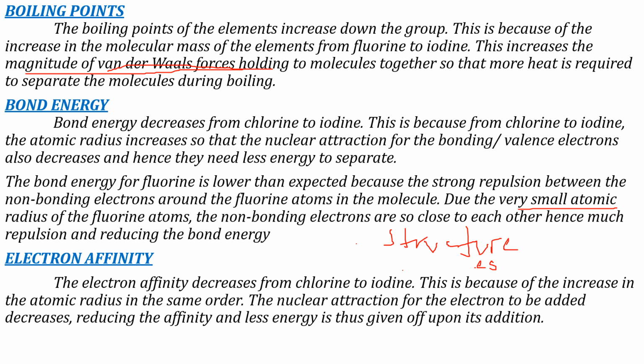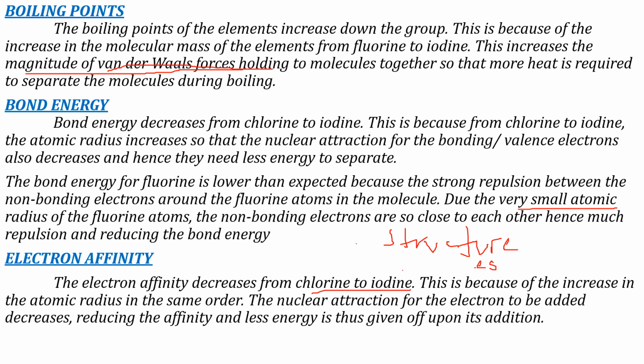So you're saying that electron affinity decreases from chlorine to iodine. And why is that the case? This is because the increase in atomic radius is in the same order. Alright, so what were the factors affecting the addition of an electron? We have said energy is released when an electron is added to the atom. We say that the stronger the incoming electron is attracted towards the nucleus, the more energy is released. And once more energy is released, we expect the values of electron affinity to be higher.